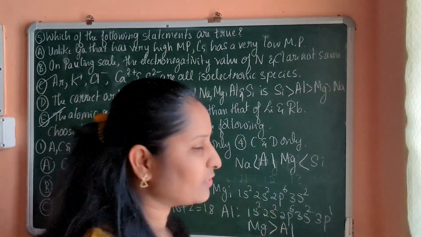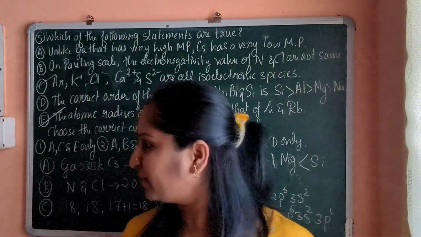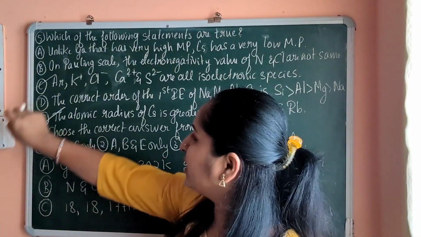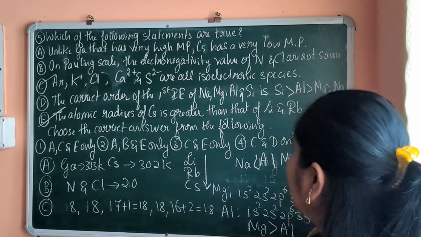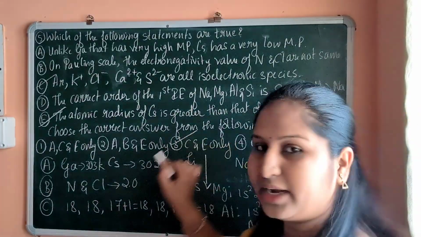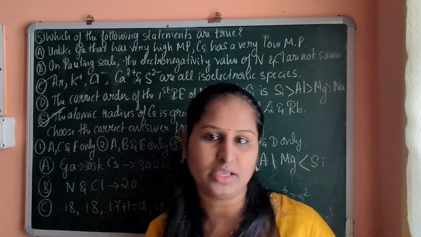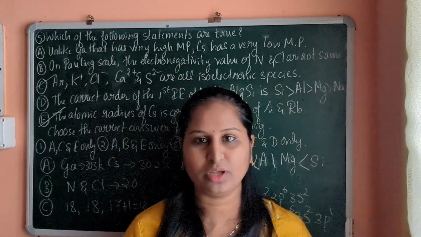So from all these 5 statements, the true statements are A, C and E. So from the given options, the third one is the right answer, that is, C and E are the true statements from the following.